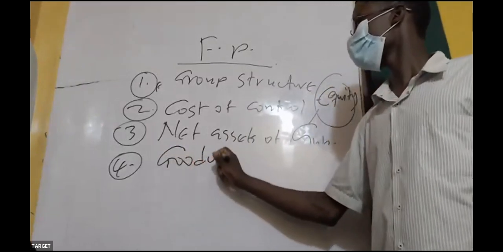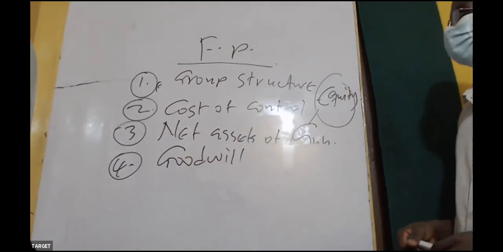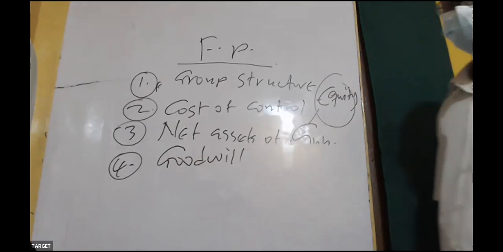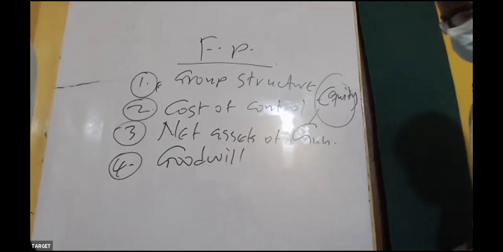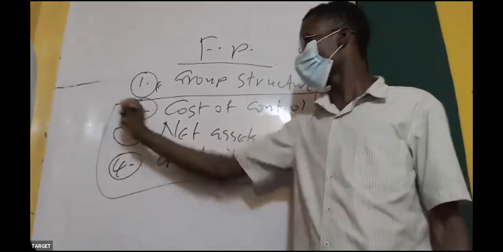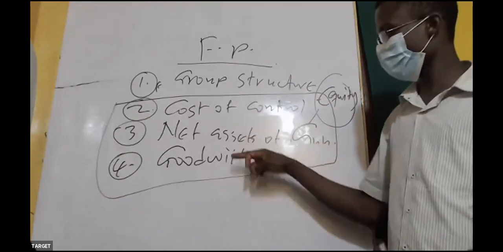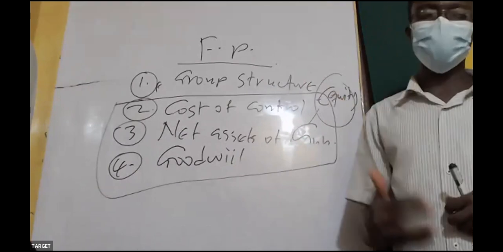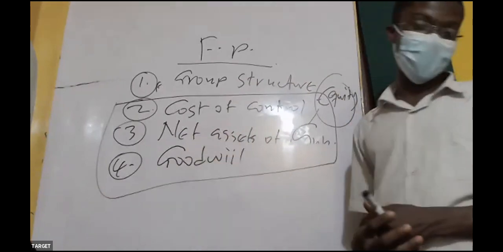Computation of goodwill. Now, let me explain this. In some of the ACCA computations, we combine these three as workings number 2. So 1, 2, 3 are fused together under just one heading. But for ICAG, some of our computations, we break them down like this.